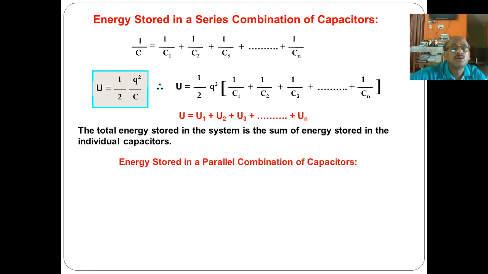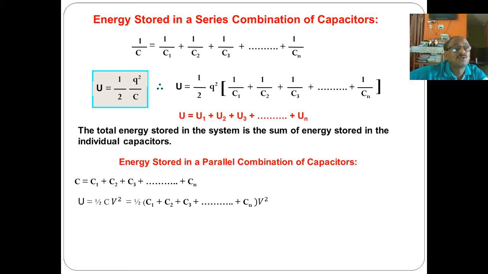Now in the same way we can find the energy stored in parallel capacitors. We know the equivalent capacitance in parallel is the sum of individual capacitances. And now here use U equal to 1 by 2 CV square. Why are we using this? Because in parallel, the potential across each remains the same, so we only have to substitute the value of V. In series, the charge remains the same, so we used the other formula.